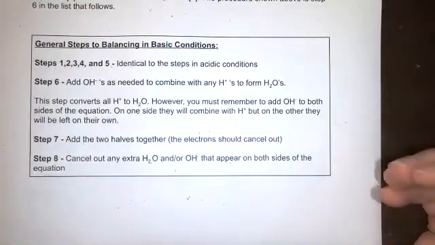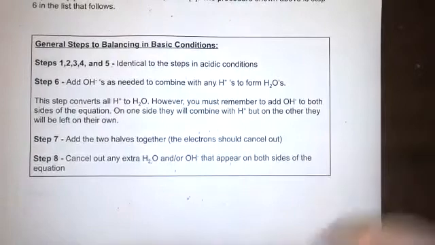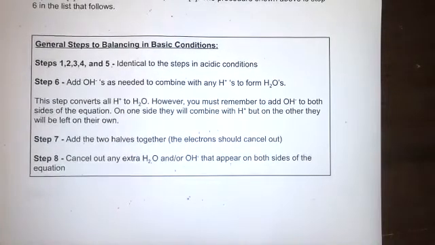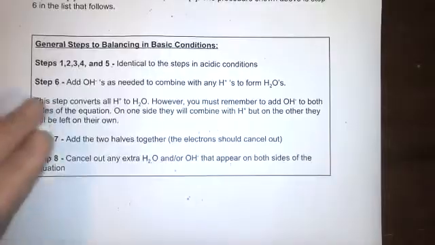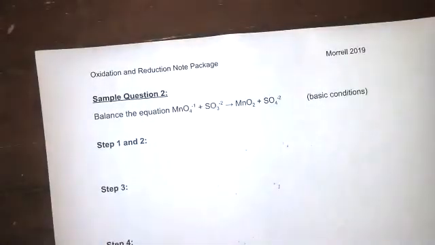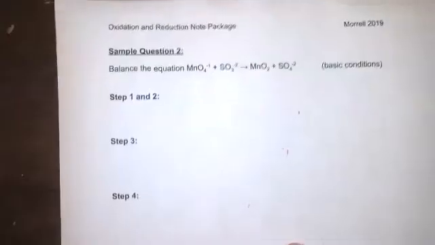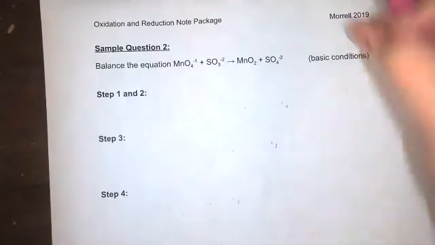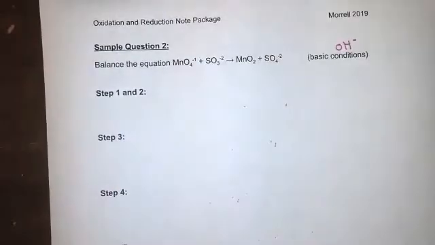Now, these two halves can be added together. The electrons should balance out. And you can cancel out any extra water or hydroxide that appears on both sides. So let's work through one more question, where we're now balancing in basic conditions. So I know I'm going to be dealing with hydroxide at some point.